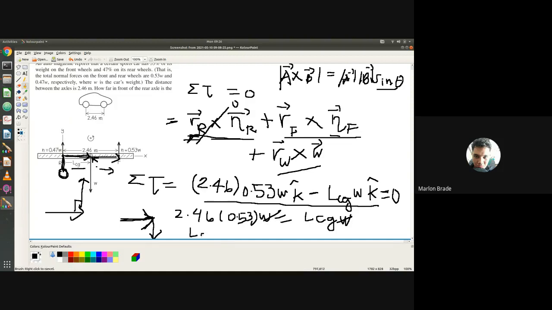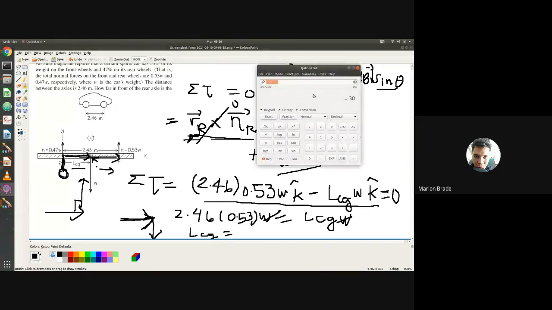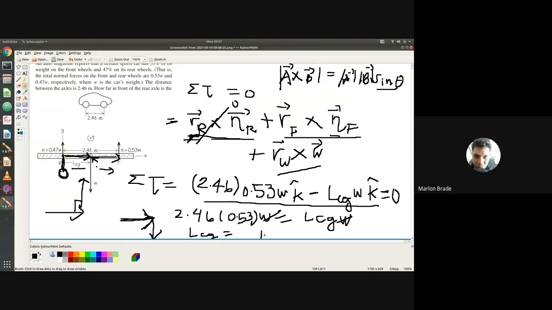So the LCG, the position, the distance from your chosen origin to your center of gravity, is actually equal to 2.46 times 0.53. What is that? 1.30. So this is 1.30 meters. Okay, got it? So any questions? It's not difficult. The earlier one was harder.